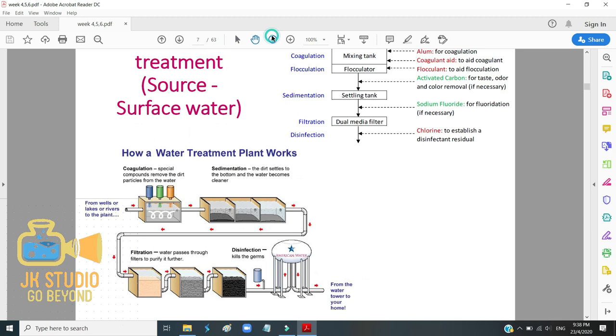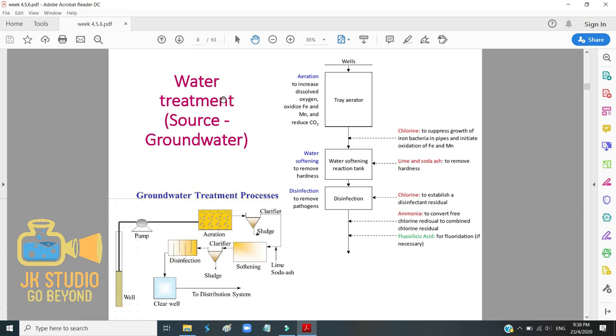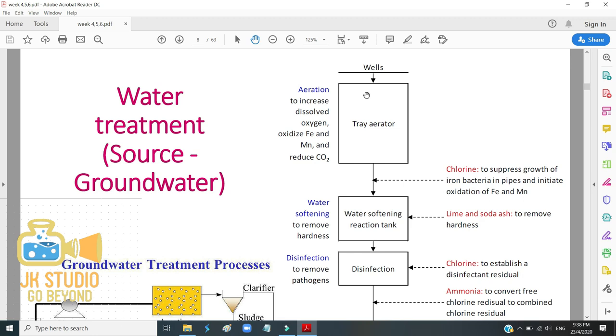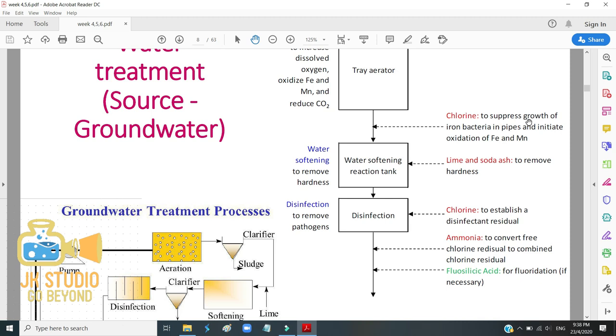So this is the process of water treatment for surface water. And then this is for groundwater, from our well. So first, we need to do the aeration process to increase the dissolved oxygen, oxidize Fe and Mn, and also reduce carbon dioxide, CO2. And then we need to add chlorine to suppress the growth of iron bacteria in pipes and initiate oxidation of Fe and Mn. And then we use water softening to remove hardness. We can use lime and soda ash to remove the hardness.